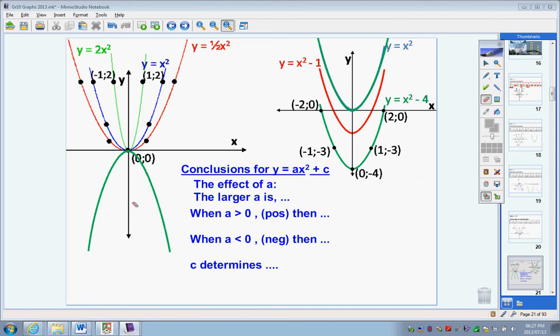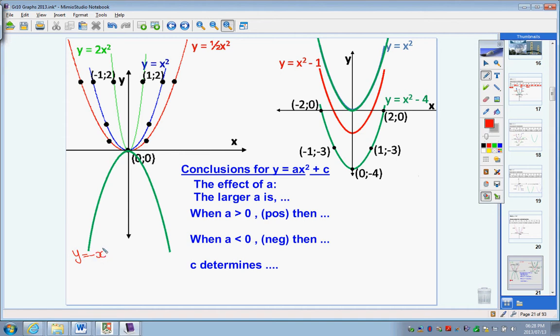Right, we've drawn a whole lot of graphs now from scratch, so to speak. Let's see what the effect of the a is on ax squared plus c, and the c. So here they all are, the ones that we drew with a number in front of x squared. The a, 2x squared was this green one, 1x squared was the blue one, and a half x squared was the red one. And this one was y is equal to negative x squared.